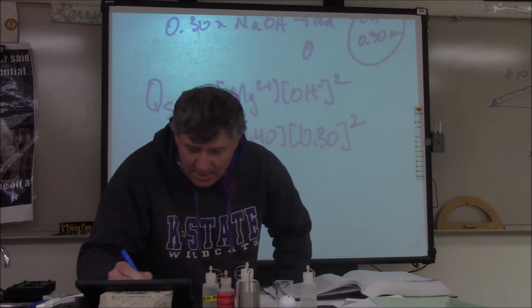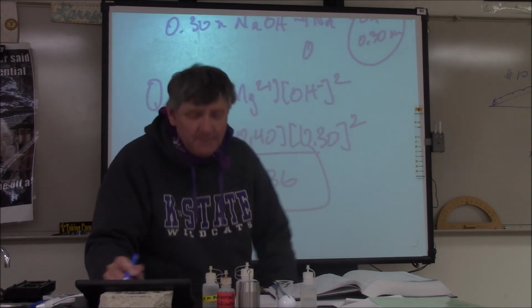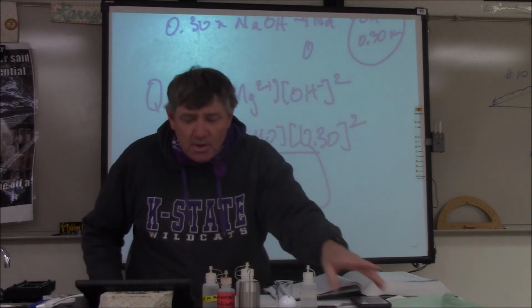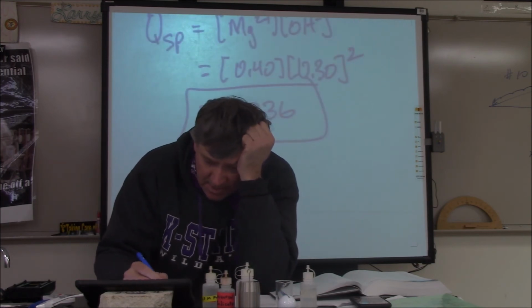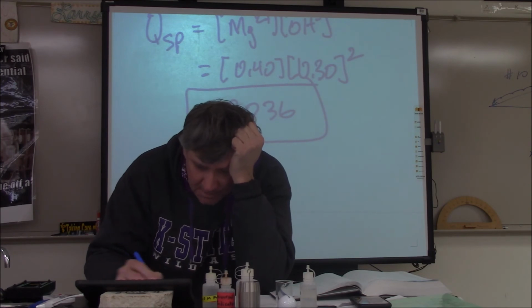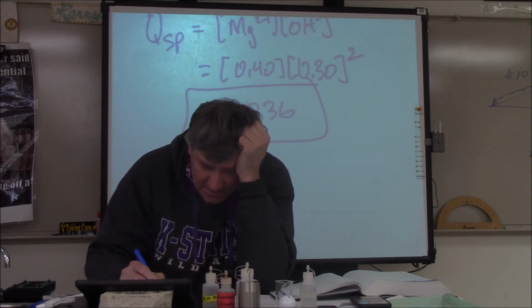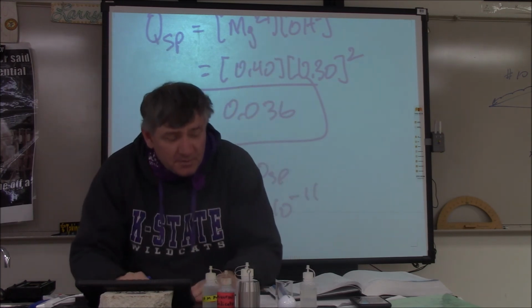Okay. So I get a QSP of 0.036. That's my QSP value. Now, at this point, you compare it to the KSP. The QSP is 0.036. The KSP is this incredibly small number of 1.8 times 10 to the negative 11th. So at this point, this is why I formed a precipitate.